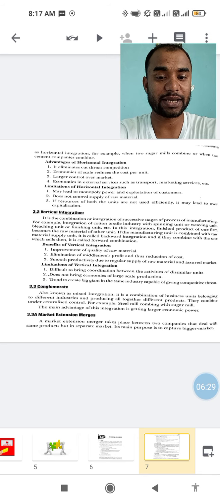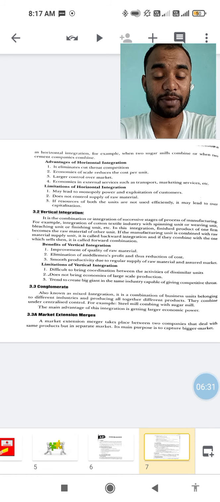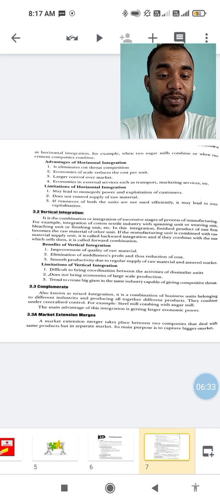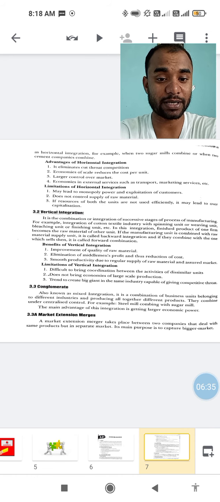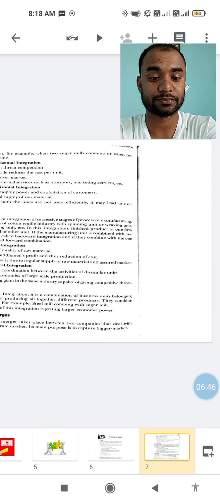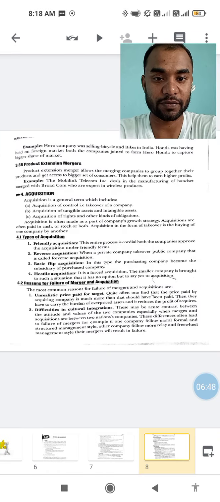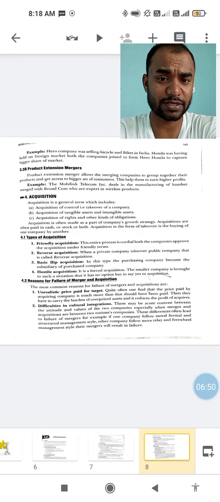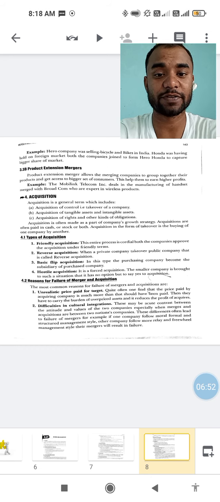Now, next, market extension mergers. A market extension merger takes place between two companies that deal with the same products but in separate markets. Its main purpose is to capture a bigger market. Here is an example of a market extension merger.